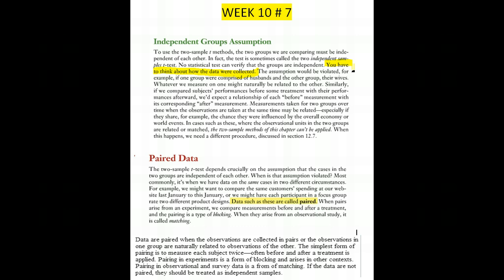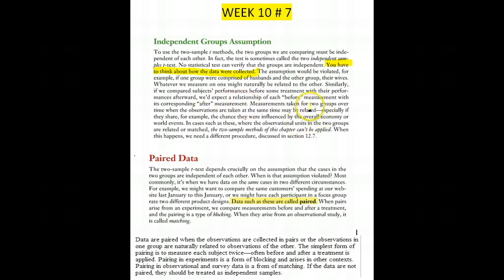So read the question carefully to see how the data was collected. The assumption would be violated, for example, if one group were comprised of husbands and the other group their wives. So that information about how the data was collected will suggest that there is no independence. Whatever we measure on one might naturally be related to the other. Similarly, if we compare subject performance before some treatment with their performance afterwards, we'd expect each before measurement to correspond with each after measurement.